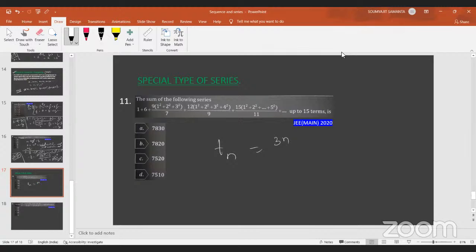Sir, could you please repeat it once again? See, just consider these terms 9, 12, 15. What is 9 here? 9 is nothing but the third term. Fourth term, 12. Fifth term, 15. So what is Tn for the first part? This is nothing but 3n, because 3 is getting constantly multiplied.